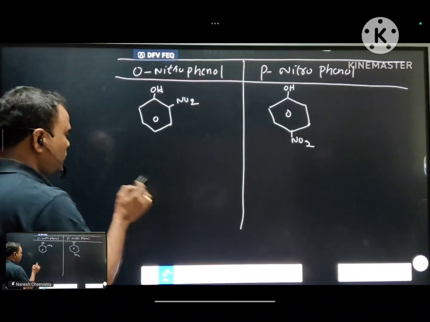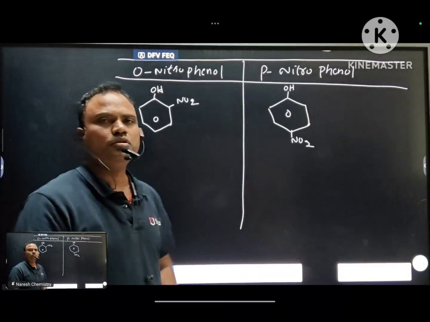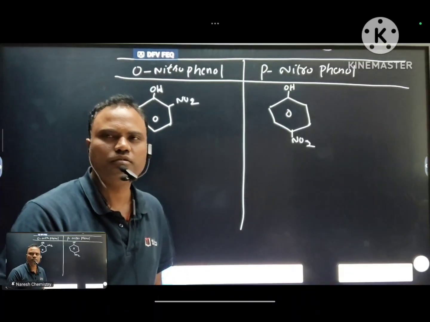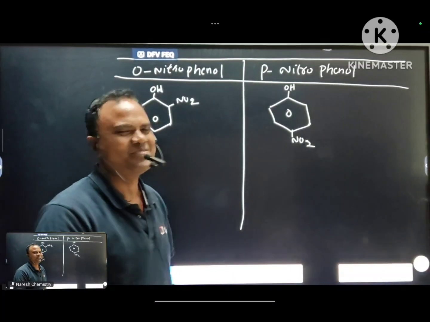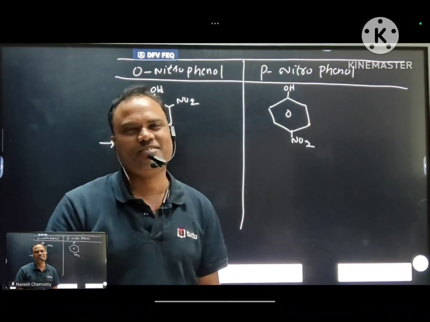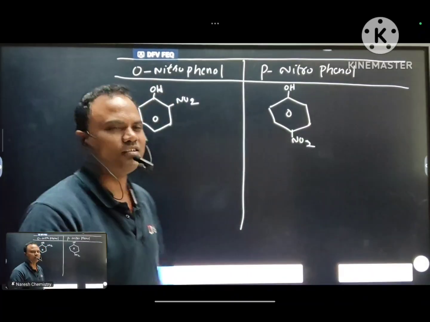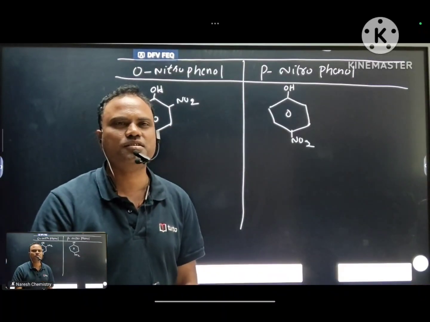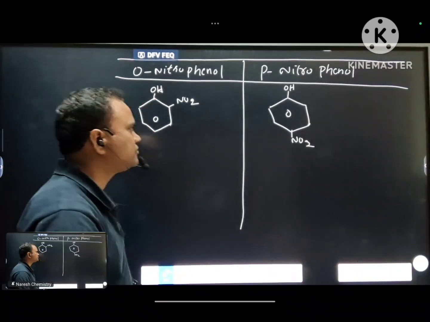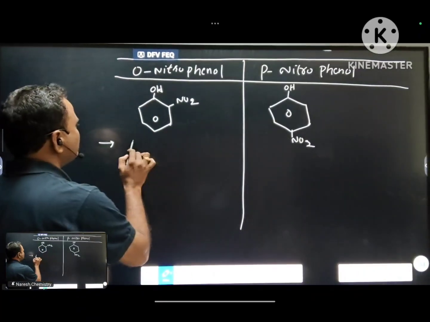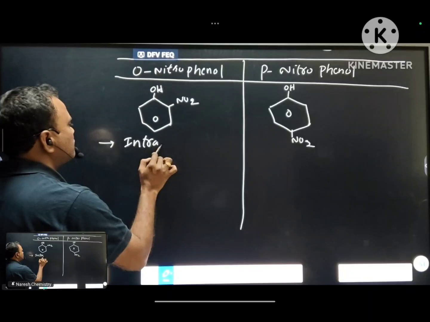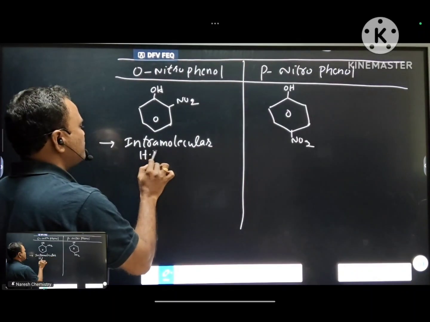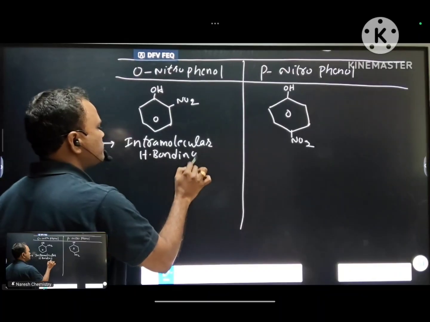Here, which type of hydrogen bonding is present? Tell me. In orthonitrophenol, intra or inter? Intra. Ortho means intra. Para means inter. Intramolecular H bonding is present in orthonitrophenol.